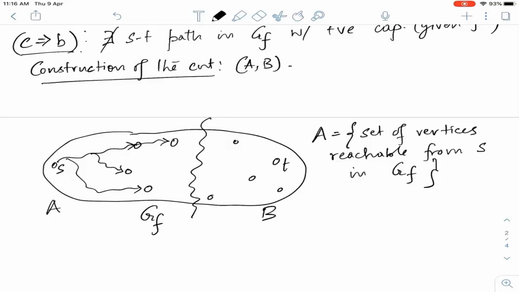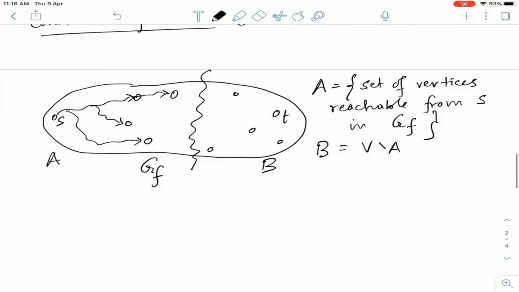So now I can safely say that A, and let's let B equal to V minus A. So AB is an ST cut. Okay, this is some ST cut. Now I don't know whether this ST cut will be of any use or not, but at least this is some ST cut that I have constructed. Okay, great.